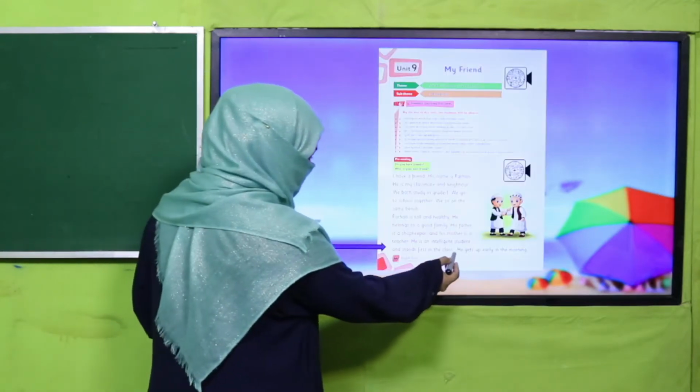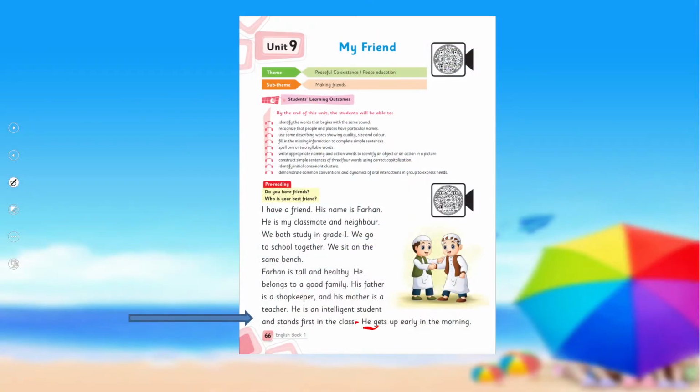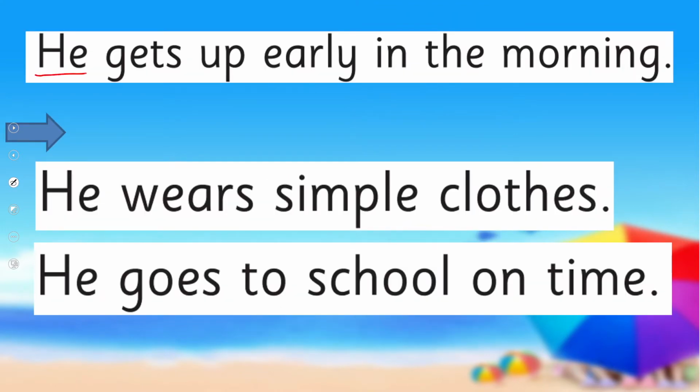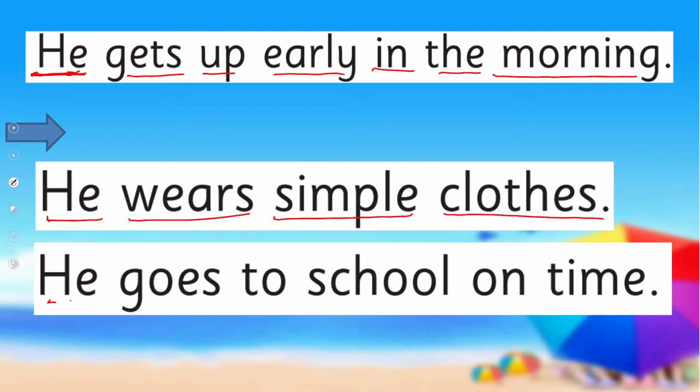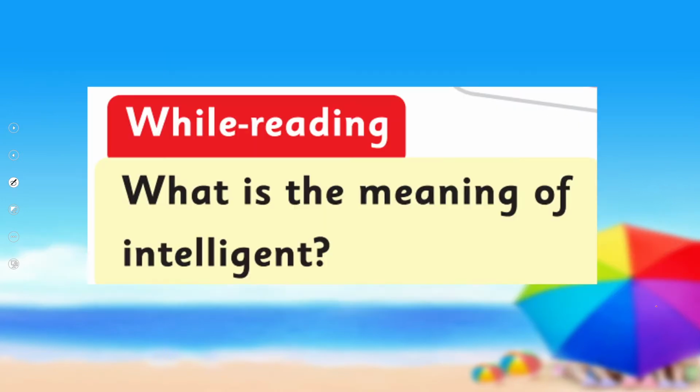Yesterday we stopped reading here. So from this sentence, the very last sentence I'm going to start reading. You have to listen carefully because after me you will read it. He. Now, who is this he? Farhan, right? We were talking about Farhan. He gets up early in the morning. Now, on the next page, he wears simple clothes. He goes to school on time.